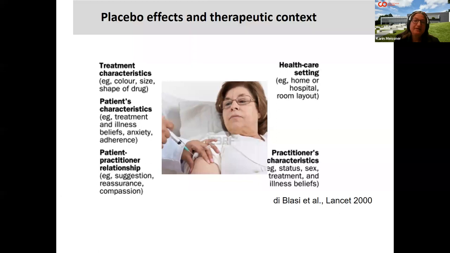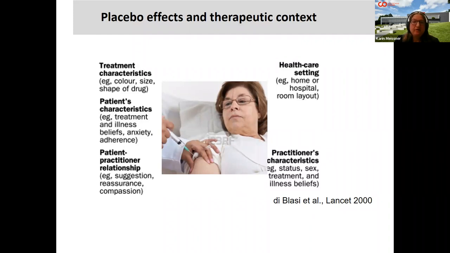For example, we know today that treatment characteristics make a difference, and I will show you some examples later. We also know that patients' characteristics make a difference, for example, treatment and illness beliefs, anxiety, or adherence to treatment. The practitioner's characteristics are also very important, for example, status, sex, and treatment beliefs, and also the relationship between the two makes a difference. Is it warm or rather neutral? But we also know that the healthcare setting in which the treatment takes place can make a difference.